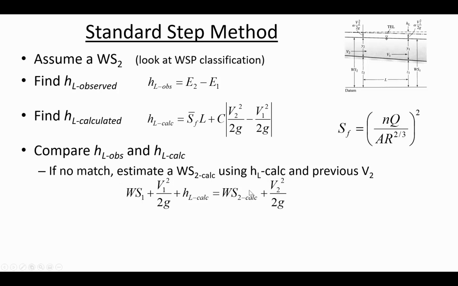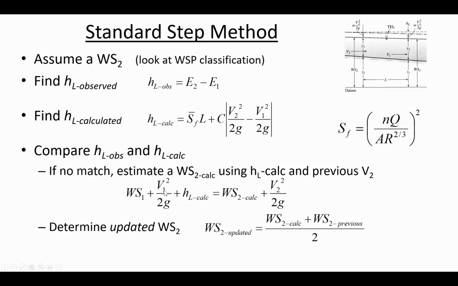So you remember here at location 2, we don't know what the depth is, but since we don't know the depth, we also don't know what the velocity head is. So the velocity head is essentially a guess as well. So we're going to go through this cycle of making a guess, making a small correction, and improving on the guess in subsequent iterations.